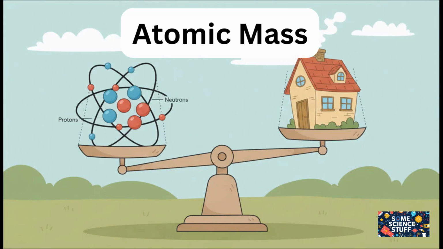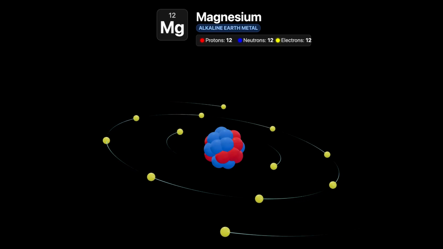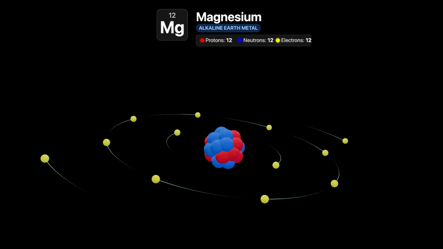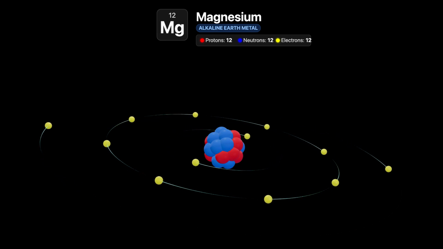And finally, there's the atomic mass. This number tells us, more or less, how much the whole house weighs. It's the total weight of those protons we just talked about, plus their neutral partners, the neutrons. Together, they make up almost all of the atom's weight.